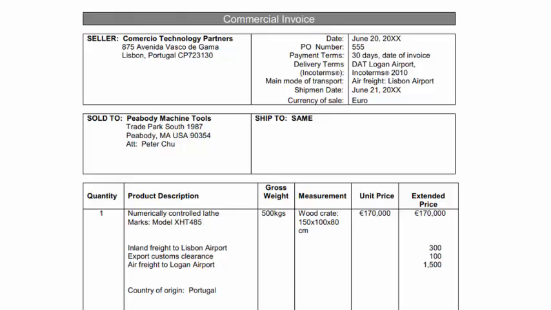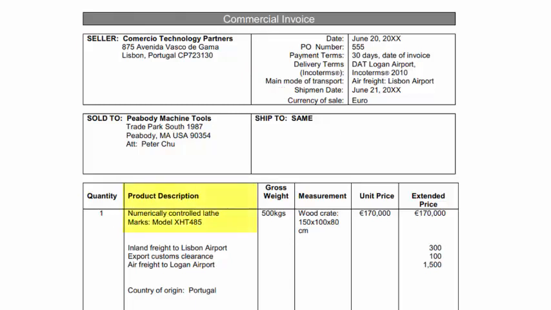This invoice makes reference to a purchase order number, the PO that the company in Peabody placed originally on the vendor in Portugal. Payment terms, 30 days from date of invoice. Delivery terms, those Incoterms, are DAT, delivered at terminal, Logan Airport, which is Boston's airport. Main mode of transport, air freight. Shipment date, June 21. Currency of sale, that's required by customs, the euro.